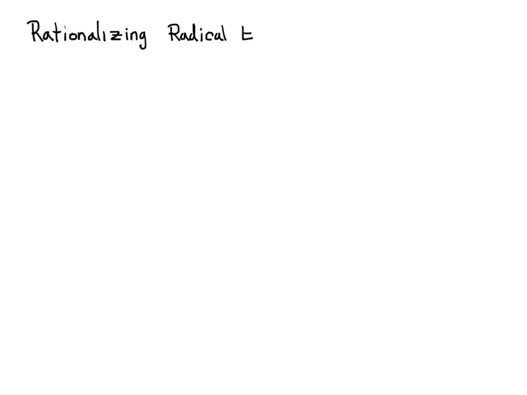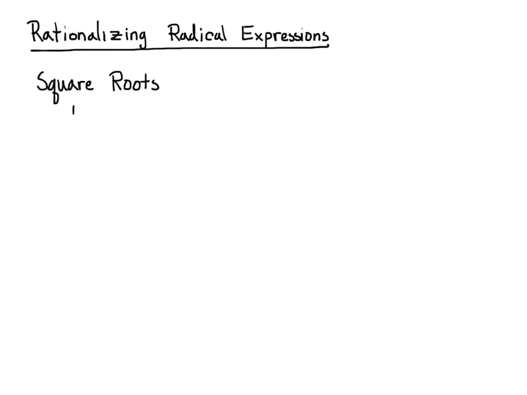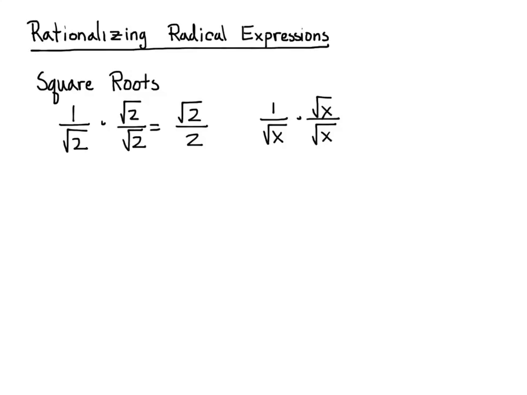So rationalizing radicals that are square roots, you already saw me do this, where you just basically take whatever is the square root here and multiply the expression by 1 in the form of the square root over itself, and so then you get square root of 2 over 2. If it's a variable, we treat it exactly the same. We get the square root of x over x.